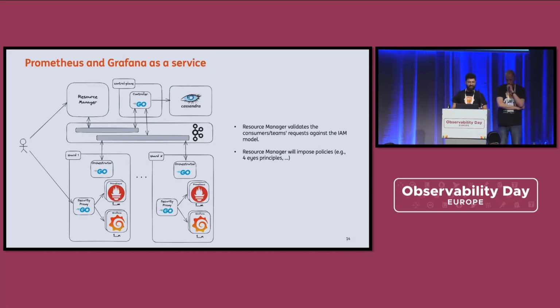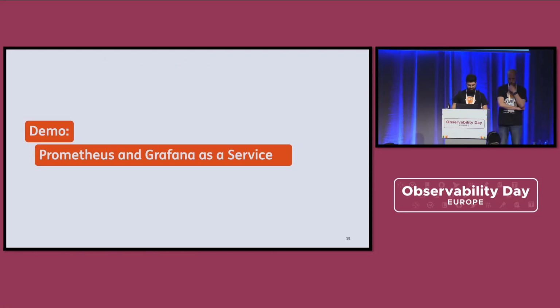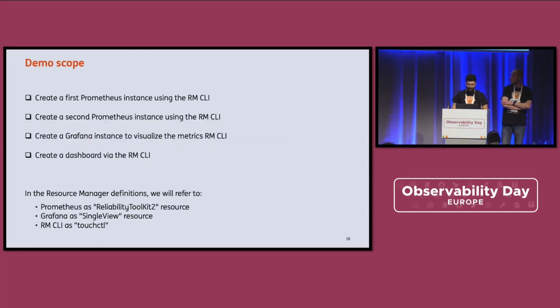But this is nice on paper, so we have prepared a small demo for this, in which I will show exactly this process from the engineers' perspective, but by using the CLI. I would like to say a bit about what the scope of the demo will be. So in this demo, we will create a Prometheus instance using the resource manager CLI.